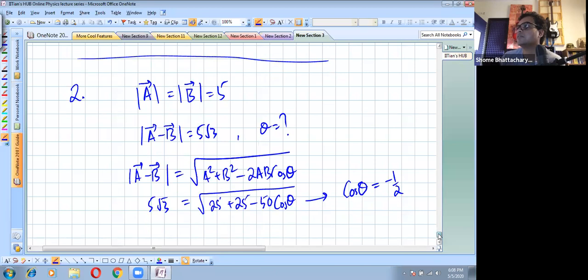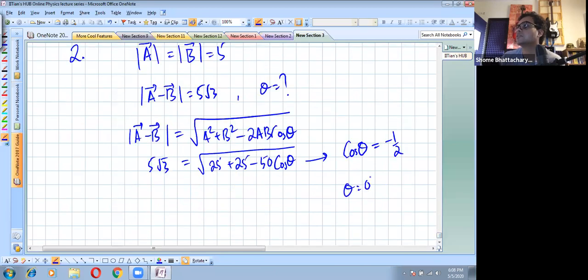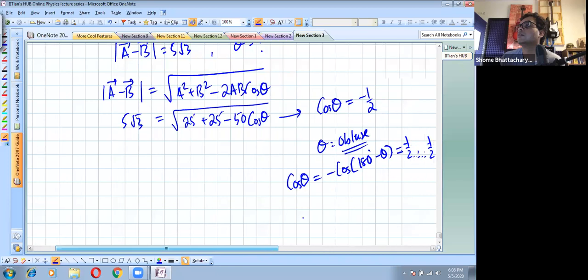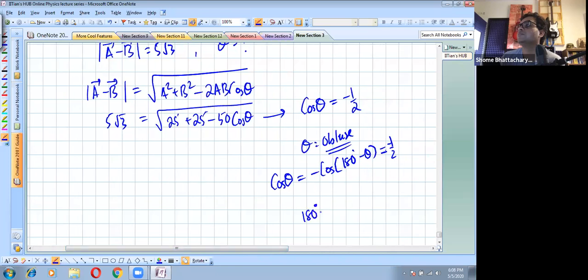We get cos theta is minus half, which means that theta is obtuse. So cos theta is minus of cos of 180 minus theta, which is minus half. So you will get 180 degrees minus theta as 60. So theta will come out to be 120.